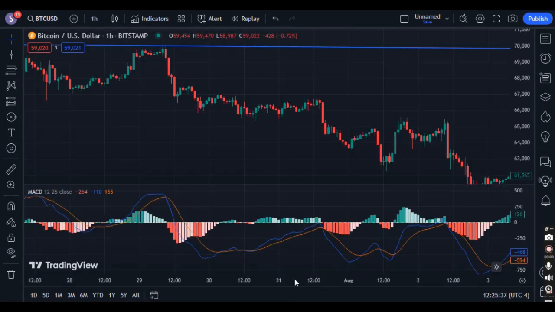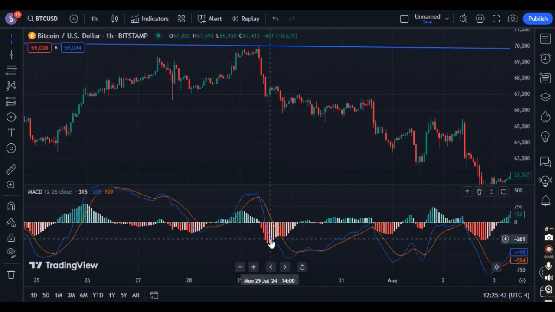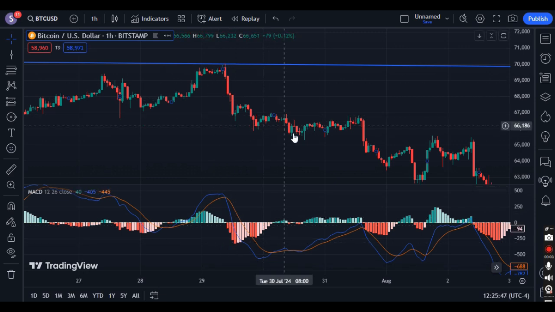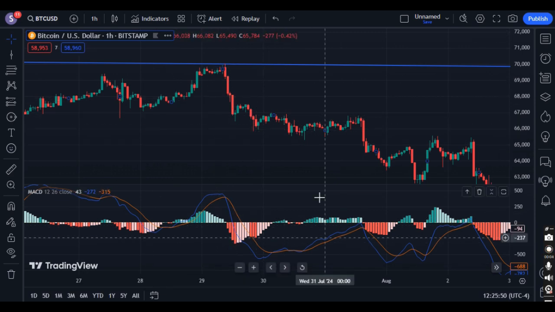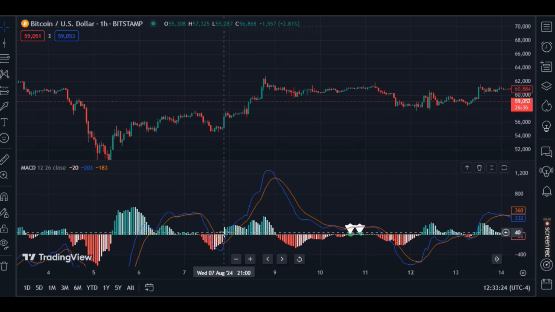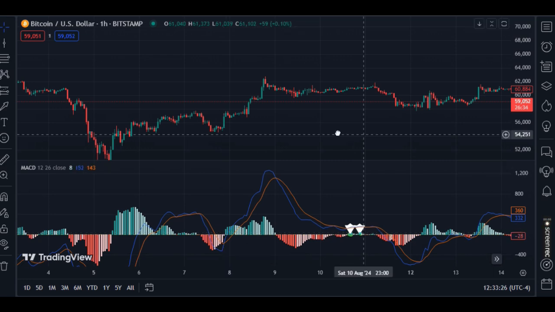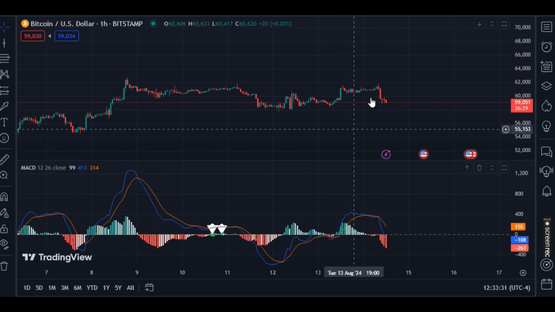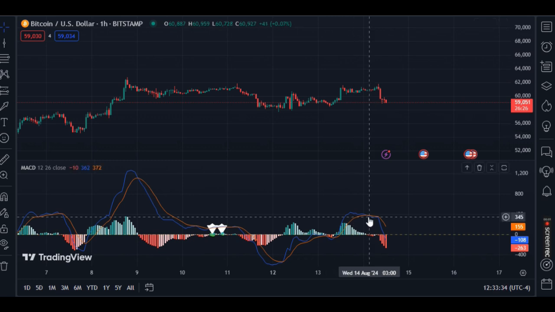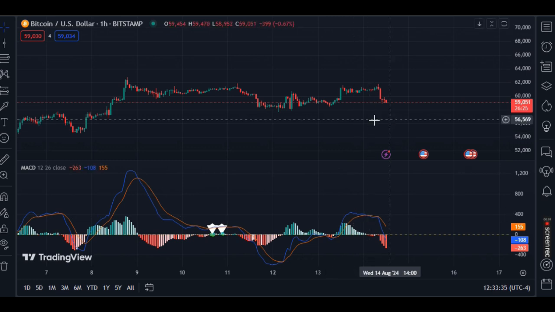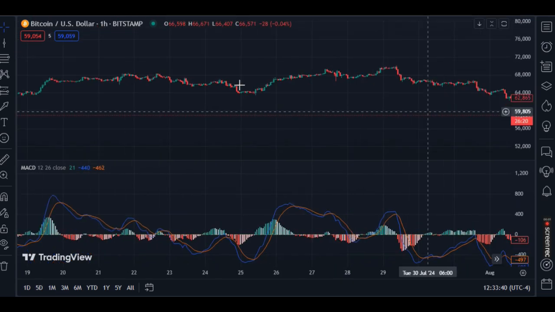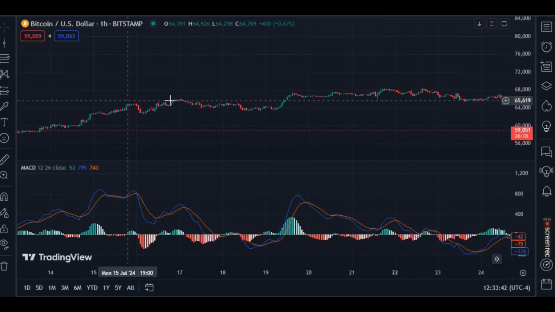You can also use the histogram to indicate how much momentum there actually is. So if the histogram is getting bigger, that means there is an increase in momentum. If it's getting smaller, there's a decrease in momentum. So how you actually want to use this indicator is when the lines cross upwards, but only if they cross below the zero line. If they cross and it's above the zero line, you wouldn't want to enter the trade. It's the same concept with shorting. You only want to enter a short trade if the lines are crossing downward and it's above the zero line.